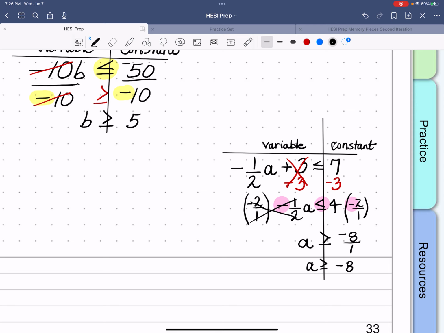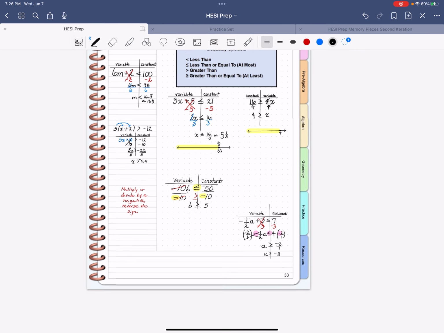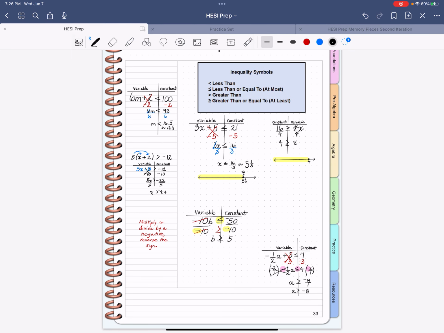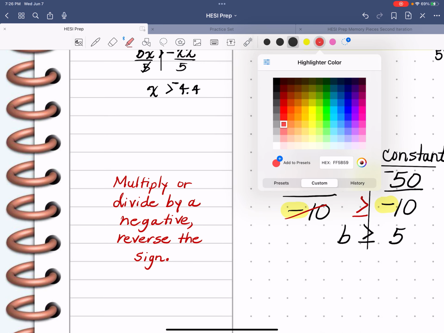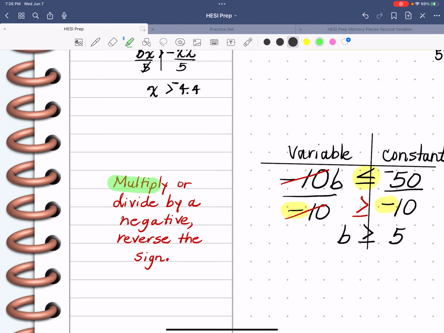I really believe these are more difficult than you're going to see. But just in case, those are some examples of inequalities. This is the 24-karat gold rule on these. You have to remember this. If you're multiplying or dividing by a negative, you reverse the sign.